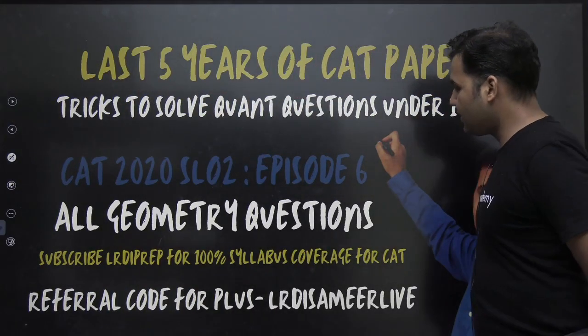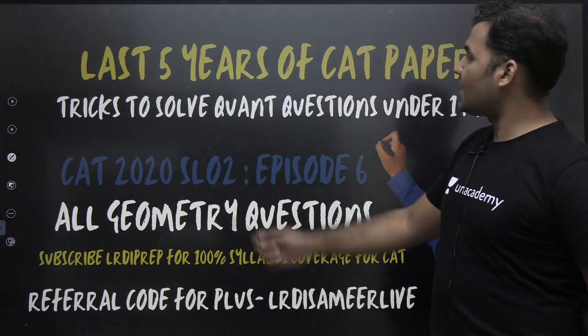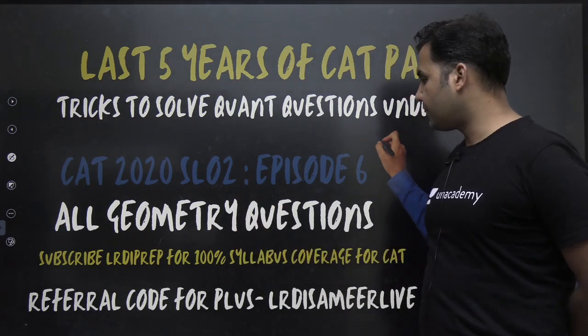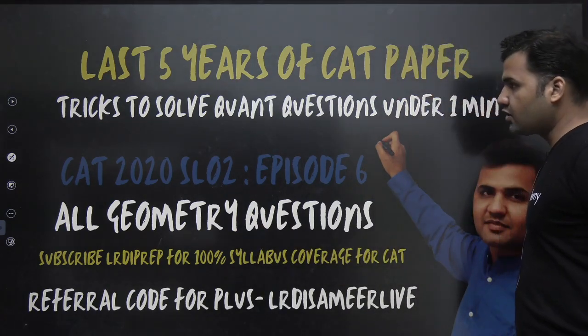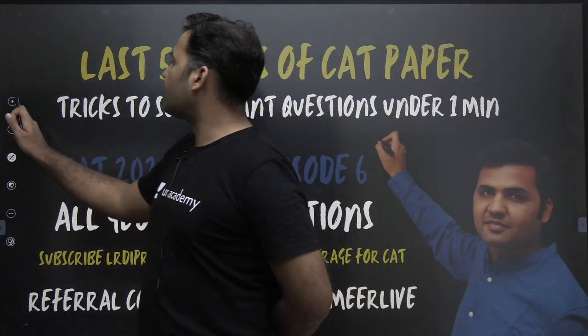So guys, here's the next episode, number 6 of the CAT 2020 Slot-2 of the last 5 years of CAT paper series, where we are going to cover all the geometry questions. In this particular video, I'll be discussing all geometry questions asked in CAT 2020 Slot-2 guys. Let's have a look at the first question.